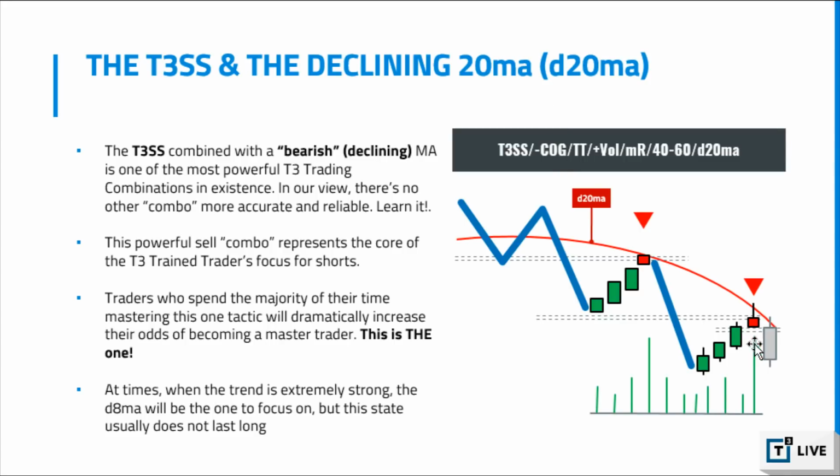And then the declining 20 is the same thing. I mean, the sell setup is the same thing when you have a declining 20, but to the downside. In this case, it's a T3 sell setup with a bearish changing the guard, a topping tail, above average volume, at minor resistance, at the 40-60% retracement percentage, and at the declining 20.